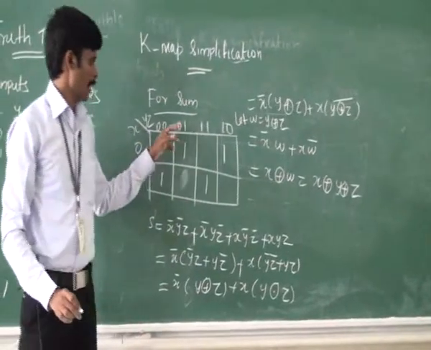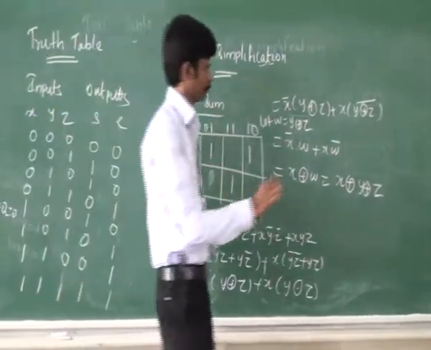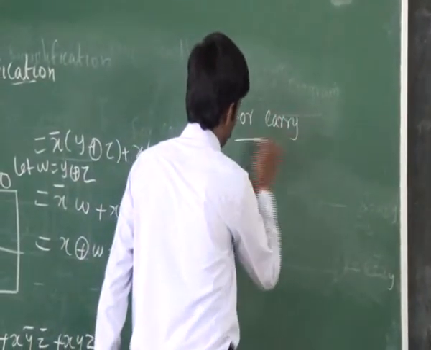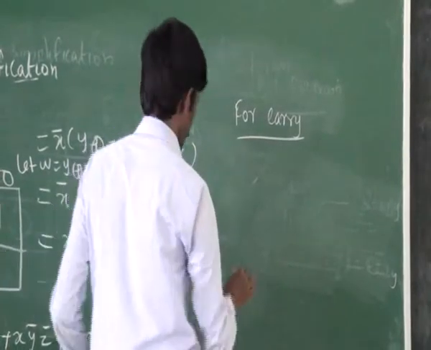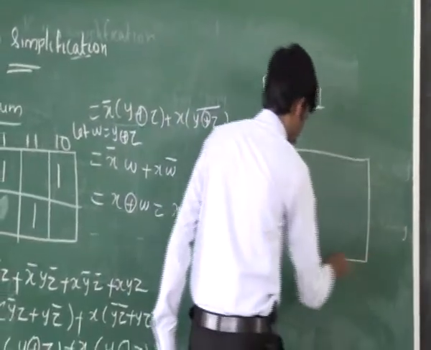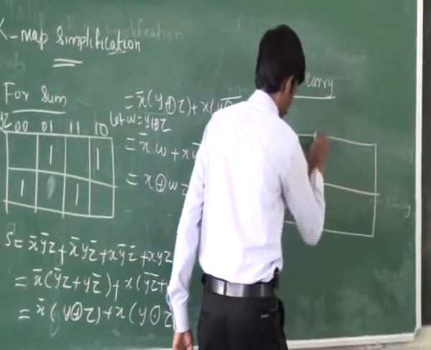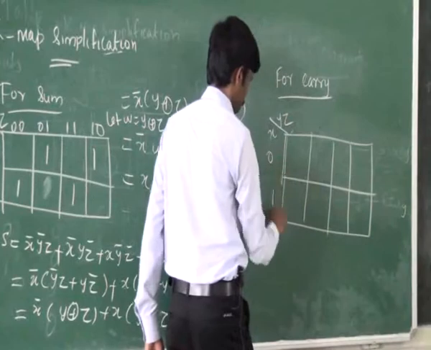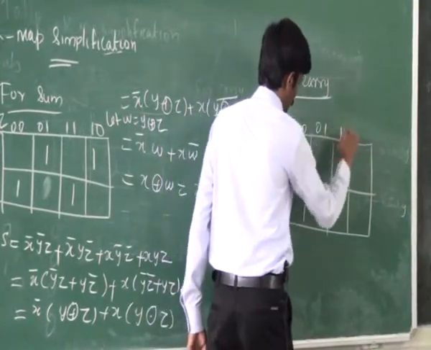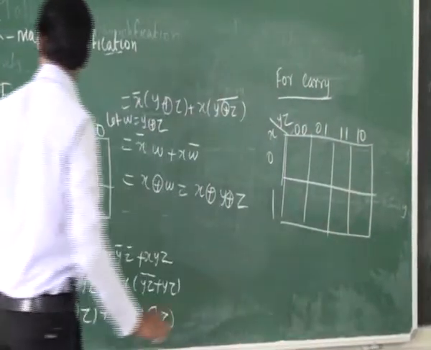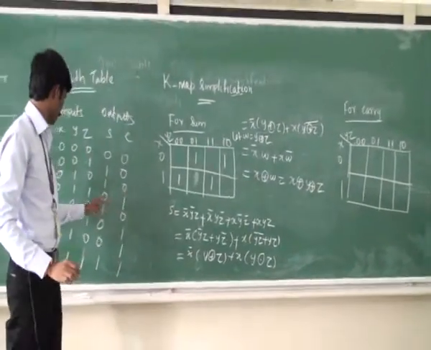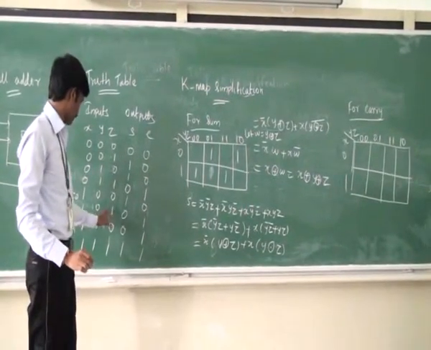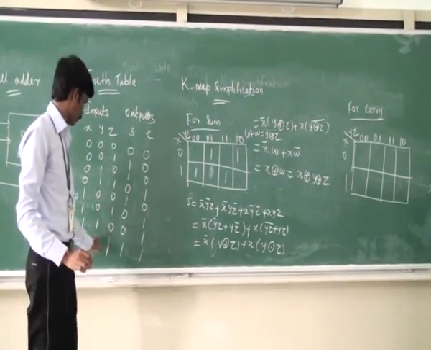Next let us see the K-map simplification for carry. We need a 3 variable K-map to find the Boolean expression for carry. X, Y, Z are the inputs. Here the carry will be 1 when the inputs are 1 1 0, 1 0 1, 0 1 1, 1 1 1.